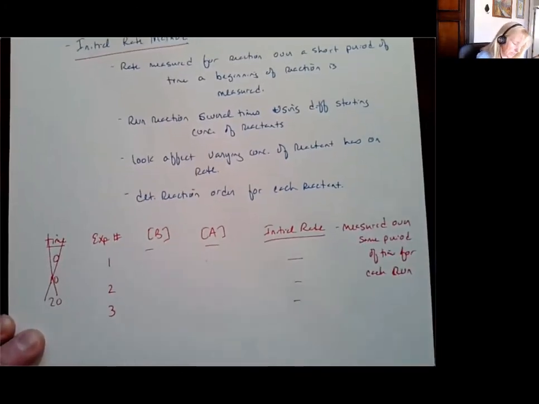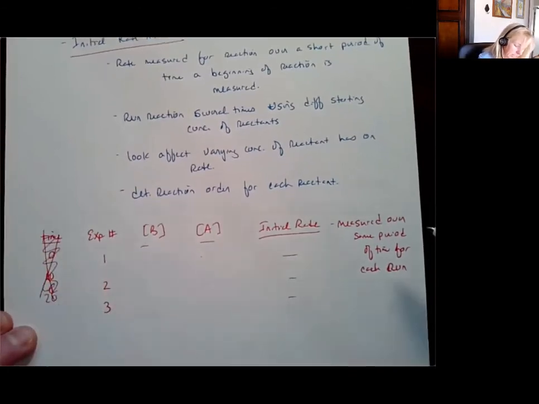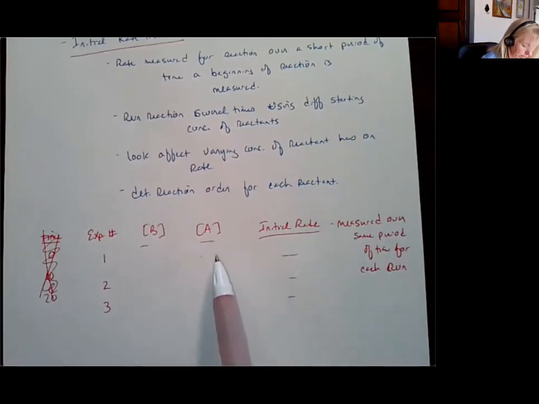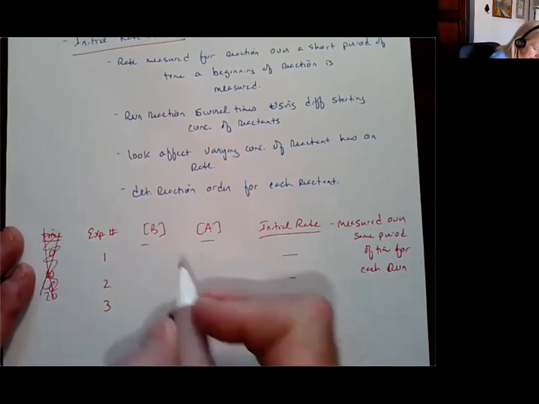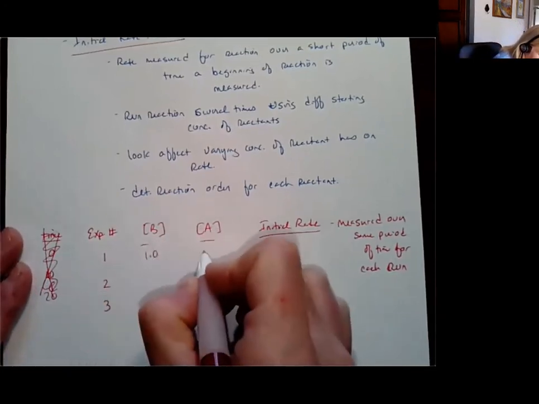So that's what it's going to look like. You may not see a time column here because the understanding is that each of these experiments, this rate was measured over that same amount of time. So what you're going to look for is the effect that the concentrations of these would have on the initial rate. So let's say I have 1 molar here, 1 molar of each.